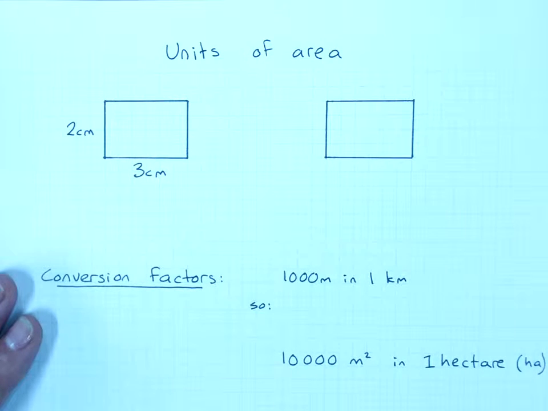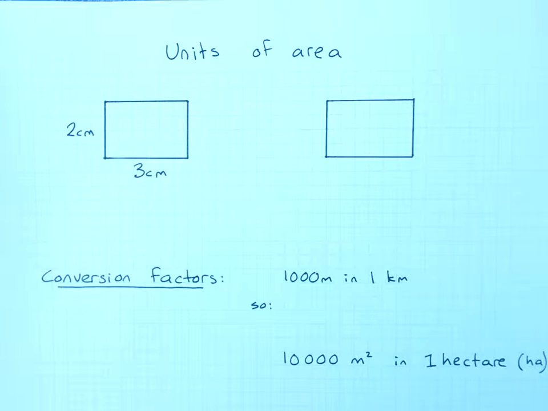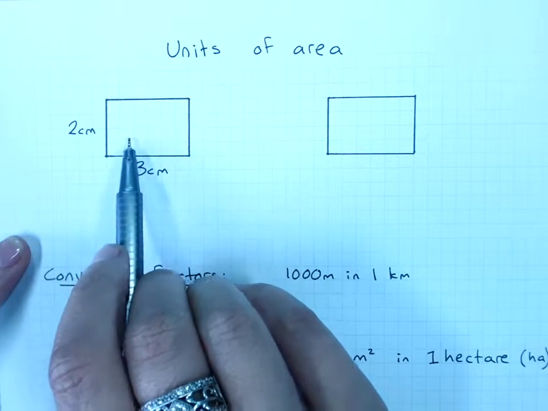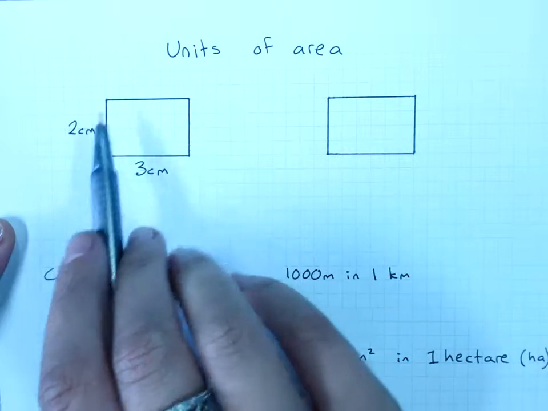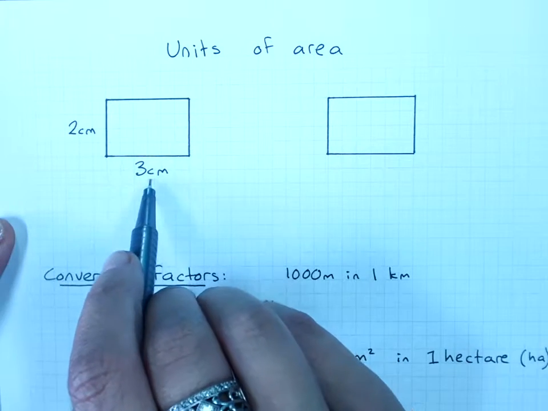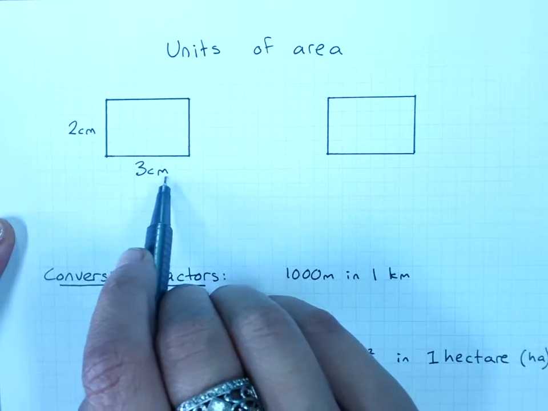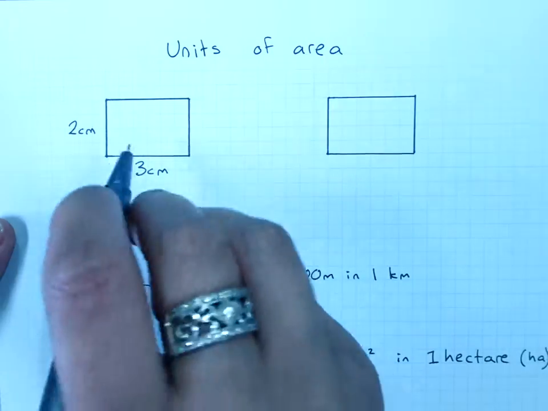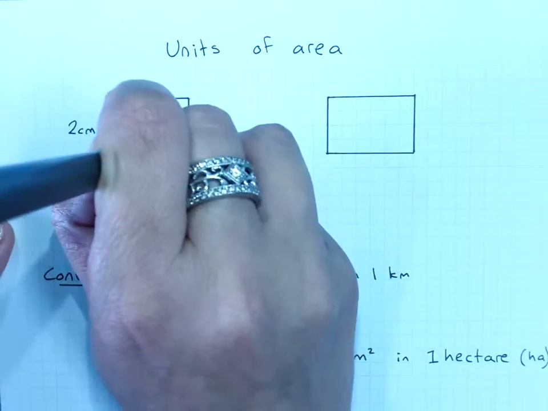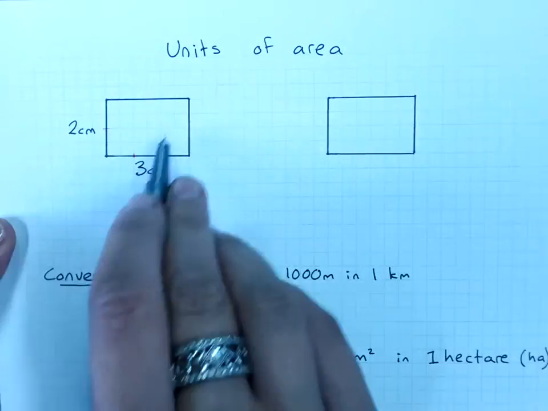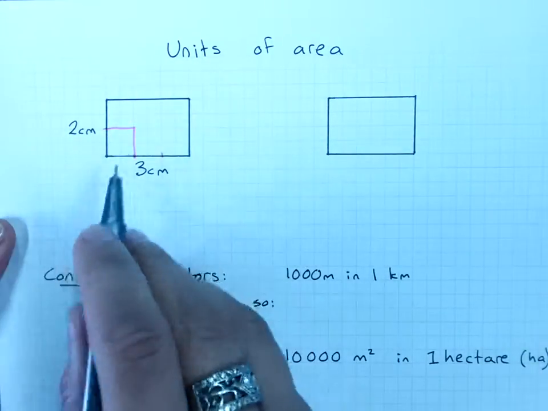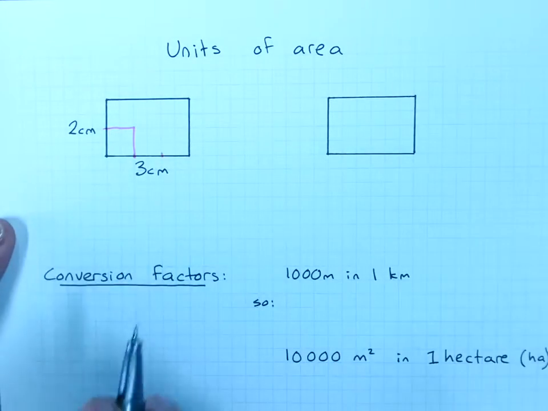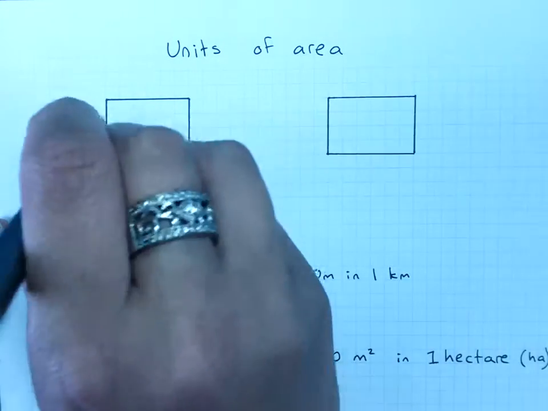Units of area. When we calculate the area of something, we're working out how many squares of a certain side length fit into the shape. The side length of the square comes from the units that we're using. So since I'm using centimeters here, they're asking me to split this up into squares of an area of 1 centimeter squared, 1 by 1.